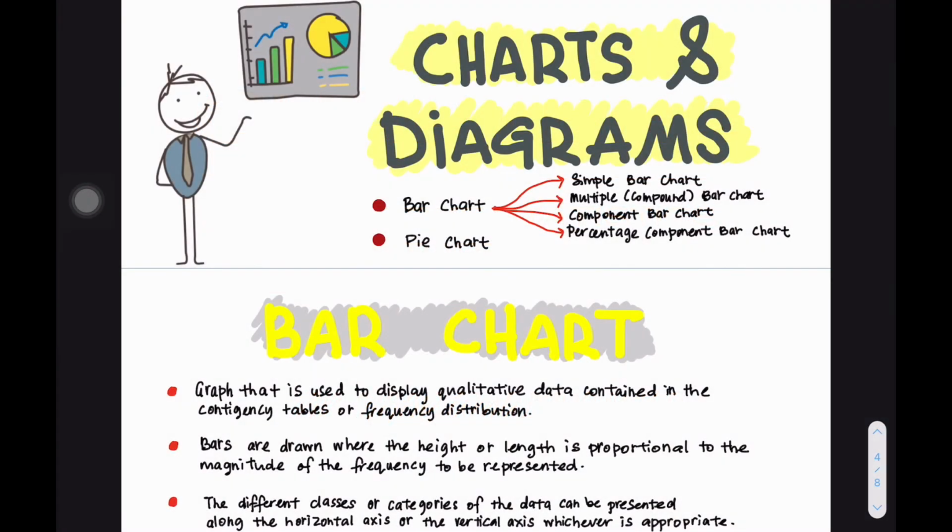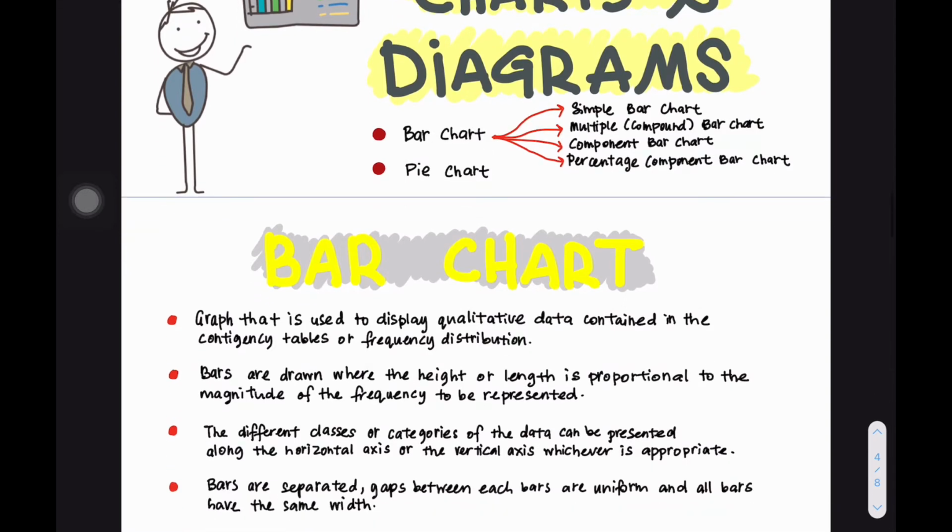Now we want to see the third method on representing our qualitative data, which is chart and diagram. So we have two types of chart, which is bar chart and pie chart. And for bar chart, we will see four types of bar chart, which is simple bar chart, multiple or compound bar chart, component bar chart, and also the percentage component bar chart. And then we will see the pie chart. Okay, so let's see what is bar chart first.